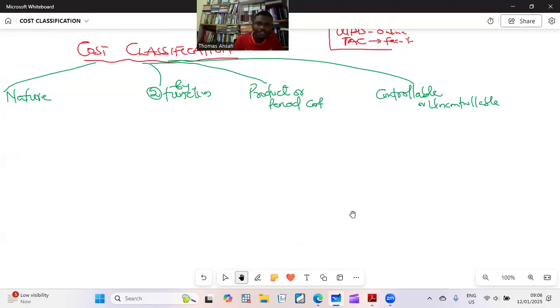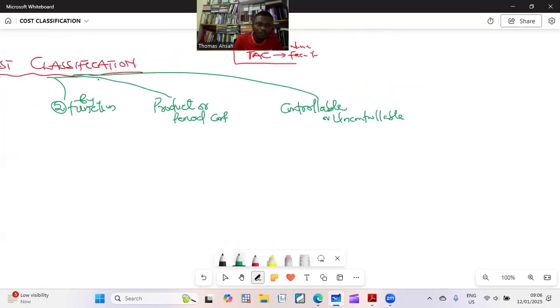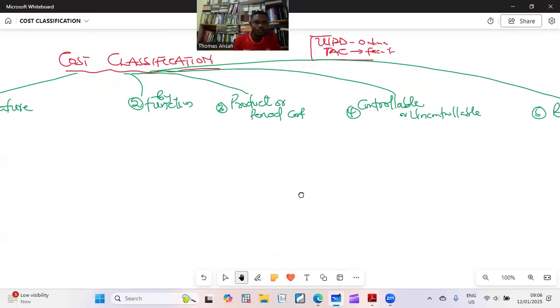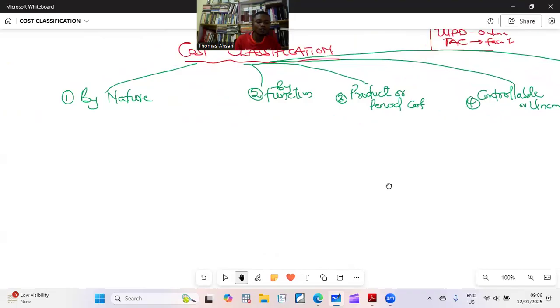Then lastly, we will classify costs according to what? Their behavior. All right, so let me do 3, 4, 5 by behavior: how they behave with production. All right, so now let's look at classifying costs according to their nature.